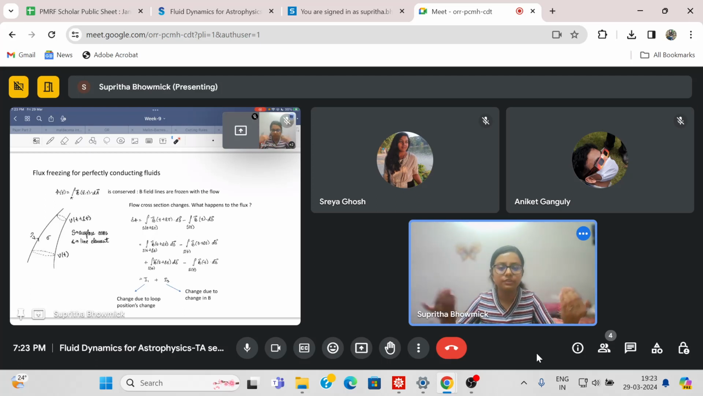So let's say you have a fluid flowing and you have magnetic flux lines passing through the fluid, right? This tells you that phi is conserved. And if phi has to be conserved, then let's say you consider a flow like this, where these are the boundary of your fluid flow, and you have magnetic field lines along the flow. Now, if this flow tapers, then your magnetic field has to become more concentrated.